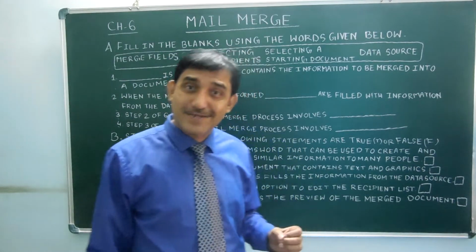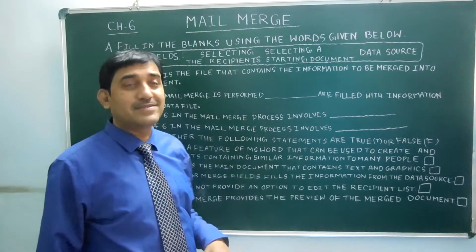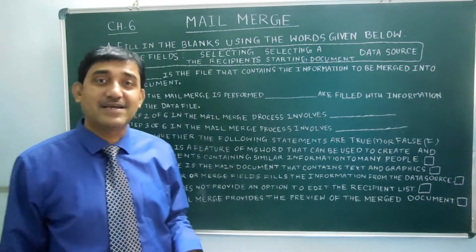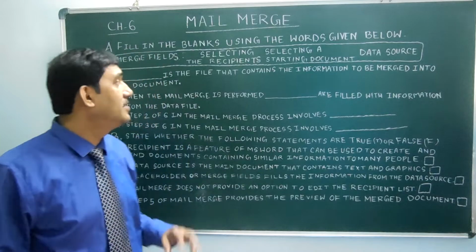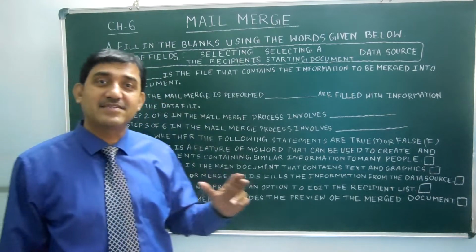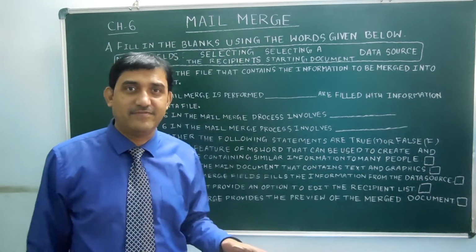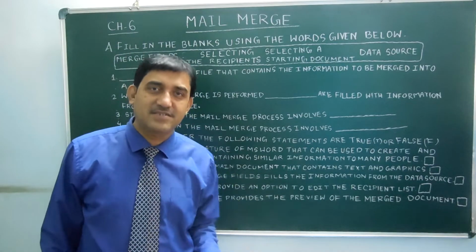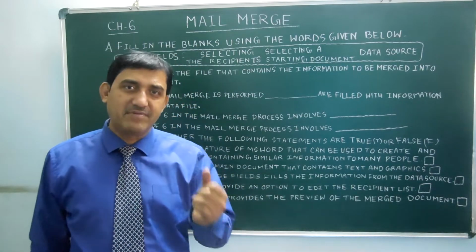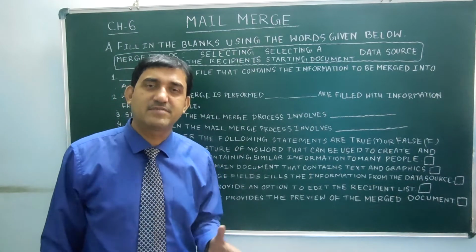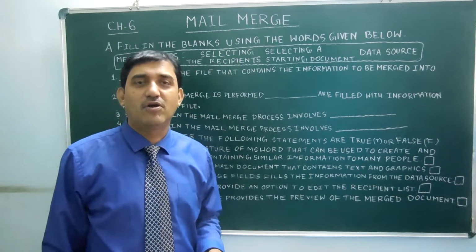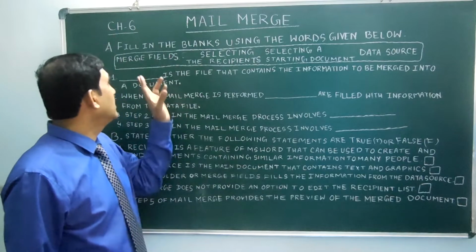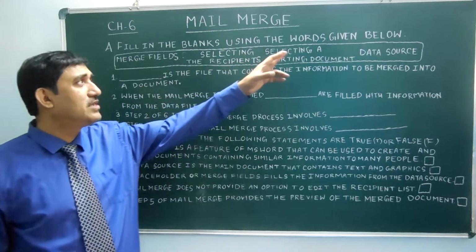So now, let us start. The chapter is Mail Merge, which is chapter 6 for class 5 especially. I am doing this for every class: class 5, and also 9, 10 and 12. If you have a request for some other class, you can request me and I can do that for you also. Now we come to the fill in the blanks using the words given below.